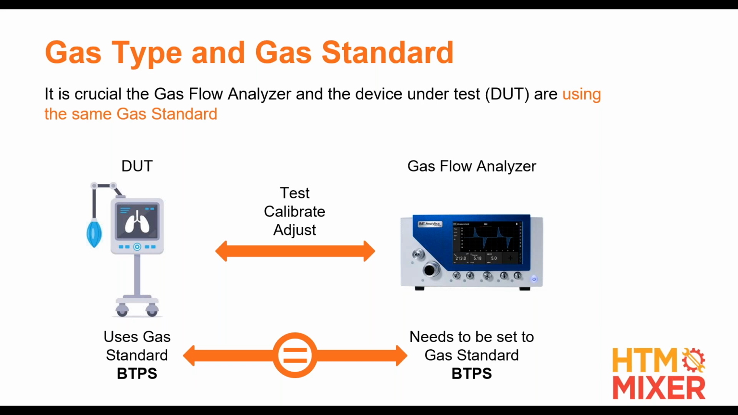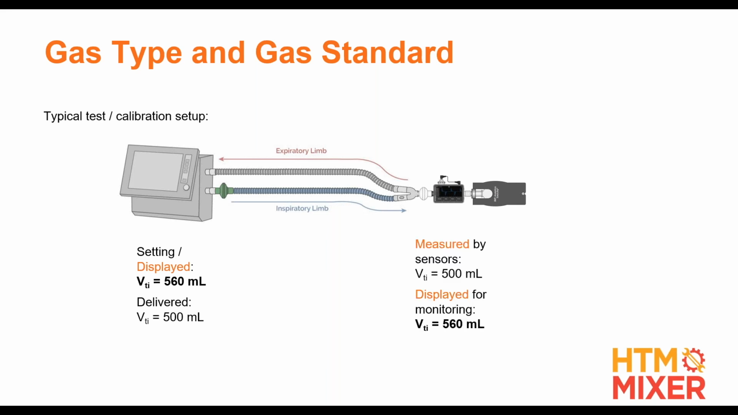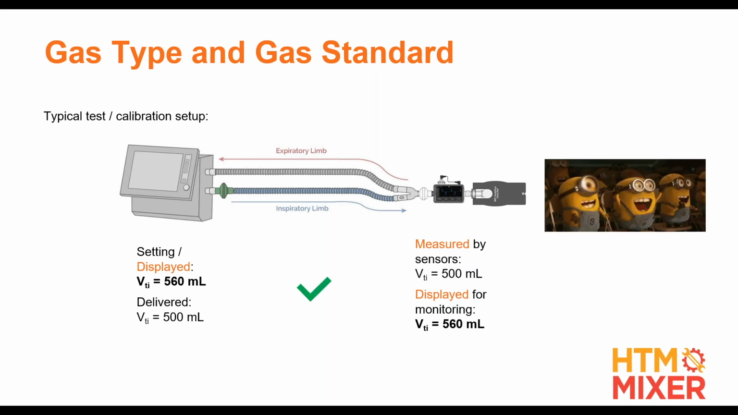So the important thing with gas standards and gas types are what? Make sure they match, right? Make sure you're comparing apples to apples. Again, in your calibration setup, you've got 560, delivered is 500. We're measuring that 500, we're displaying 560, and we're happy. Make sense? Any questions?